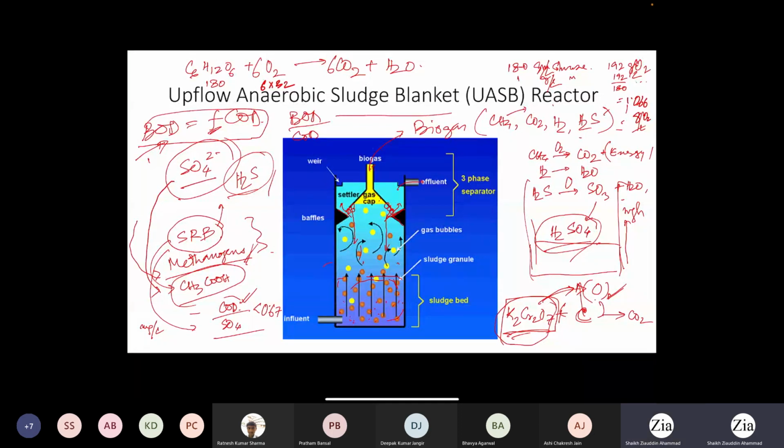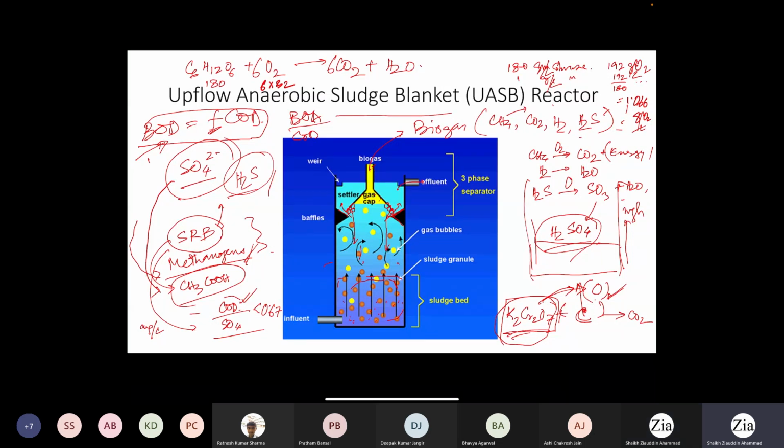Now this BOD COD ratio will actually give you the biodegradability. Suppose you have very high COD and very low BOD, then it is not a very good biodegradable substance. Suppose you are getting a reasonably good BOD COD ratio, then you can say that it can be treated using a biological system.